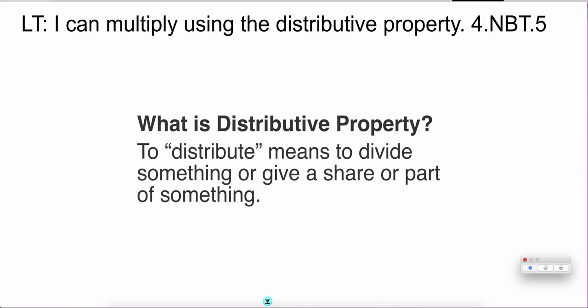So what is distributive property? To distribute means to divide something or give a share or part of something. So today we're going to learn how to use the distributive property.